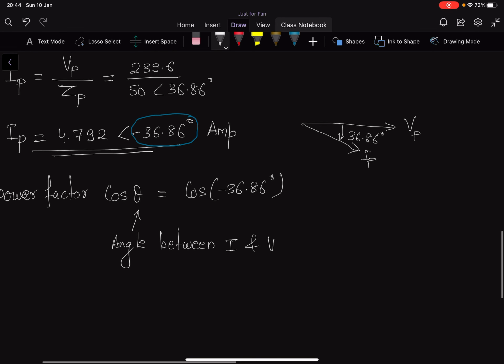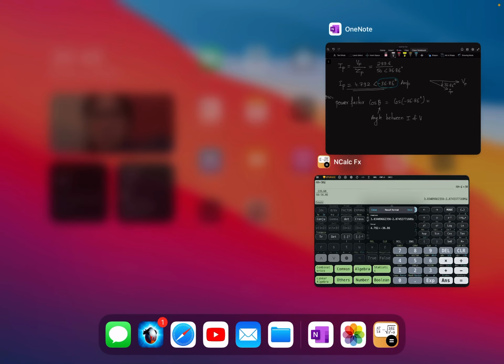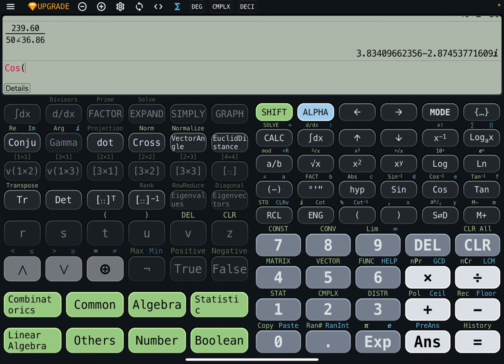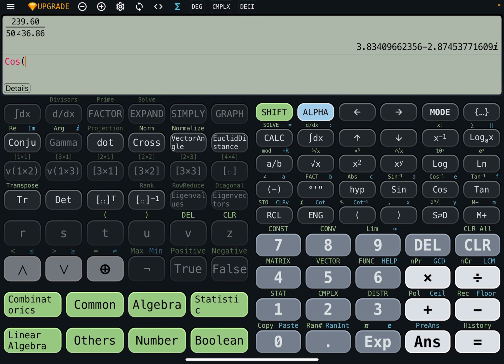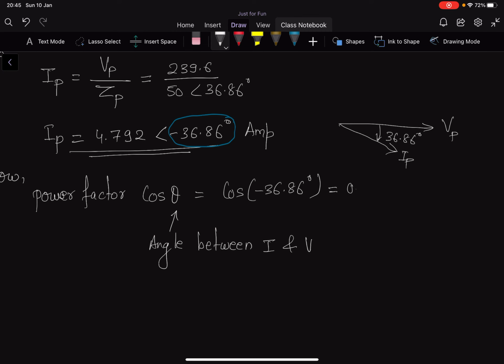So what is our power factor in this circuit then? If we use the calculator here, cos of minus 36.86, we get 0.8. So the power factor we got here is 0.8.